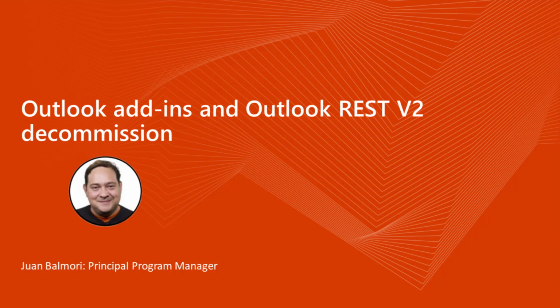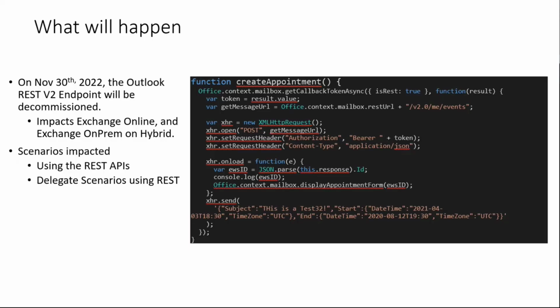Hello, everyone. It's Juan Balmori here. I'm going to give you an update for Outlook add-ins and the Outlook REST v2 decommission. What's going to be the plan here? What's going to happen for all Outlook developers here in the community call or watching on demand? Basically, as you probably already heard, on November 30th this year, the Outlook REST v2 endpoint will be decommissioned.